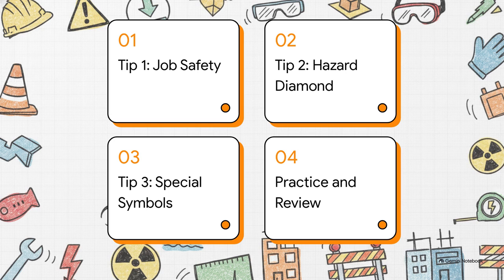Here's our roadmap for today. We'll start with Tip 1, Job Safety Analysis. Then, Tip 2, the Hazard Diamond. After that, Tip 3, Special Hazard Symbols. And we'll wrap it all up with some final practice and review.